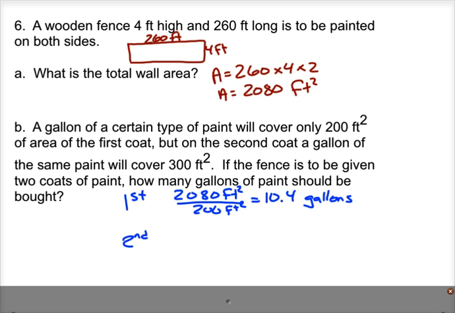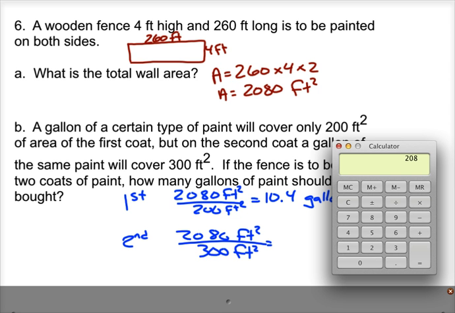Now for the second coat. Well, the second coat is still going to cover the whole fence, so it still has a total area of 2,080 square feet, but now it covers 300 square feet per gallon. And let's see how many gallons we need for that. So 2,080 square feet divided by 300 square feet per gallon, and I get 6.93 repeating.